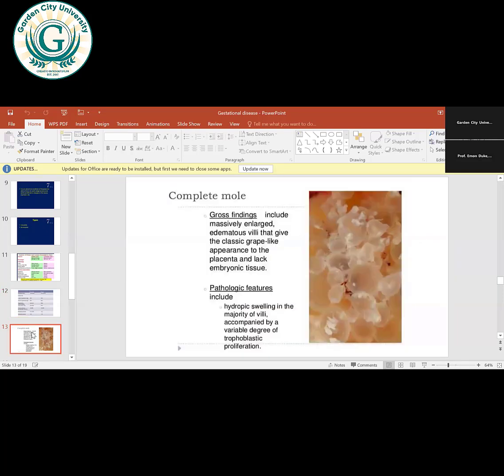Thank you. Then the complete mole. Gross findings include massively large edematous villi that give the classic grape-like appearance to the placenta and lack embryonic tissue. So you look at it there. It is large. It is edematous. And what are we talking about? We're talking about the placenta, the villi in the placenta. Continue. Pathologic features include hydropic swelling in the majority of villi, accompanied by a variable degree of trophoblastic proliferation.